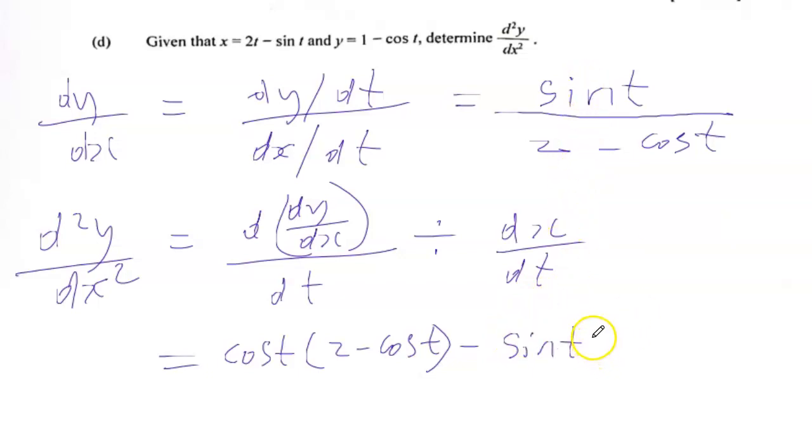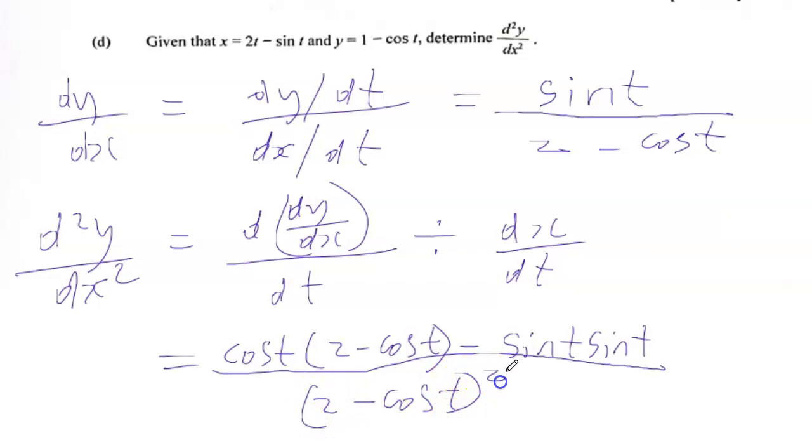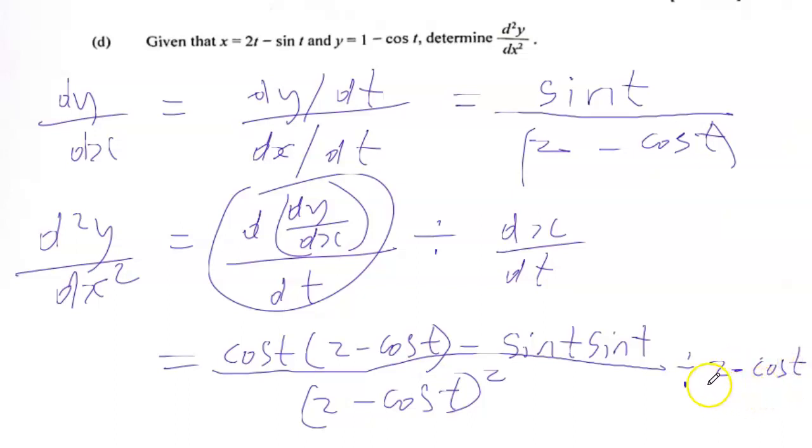Times the numerator, which is also sine t, all over the denominator squared, and the denominator is (2 minus cos t) all squared. So that's the quotient rule we're applying. All of this is this, and then we're going to divide now by dx/dt. And remember that dx/dt is 2 minus cos t. Put that over 1.